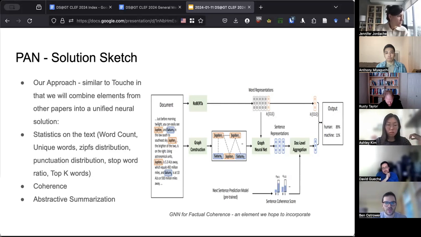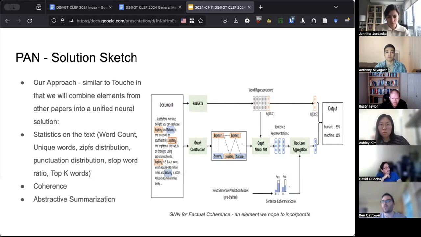To the right here, I have an image from a paper about building a graphical neural network for factual coherence. Effectively, it uses named entity recognition to find all the nouns, people, places, things in a text, builds a graph of these entities, and uses sentence links and paragraph links to make sure that the text doesn't diverge from itself in an incoherent way. I thought it was cool, and I think that's something we would definitely seek to add.